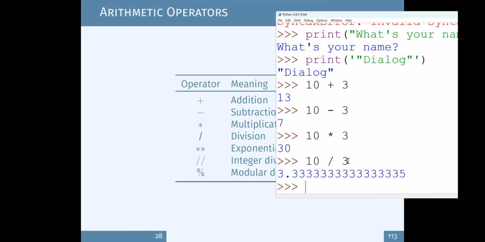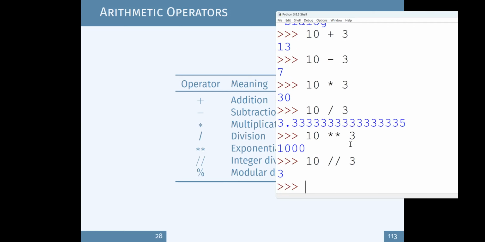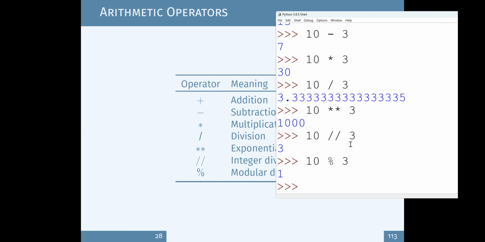Right, these are the basic addition, subtraction, multiplication, and division. Then the power, 10 to the power 3, which you can write like this, is 1000. Then 10 integer division by 3: you divide 10 by 3 and take the integer part, which is 3, because you get 3.33 but the integer part is 3. The last one, modular, is the remainder. You divide 10 by 3, the remainder is 1. Right. So these are known as arithmetic operators.